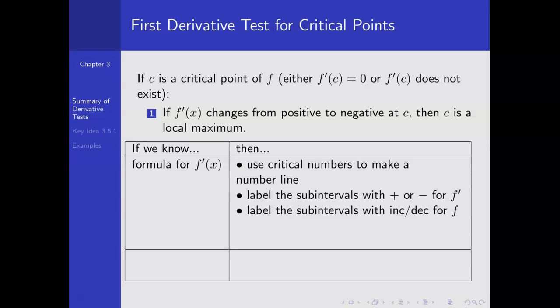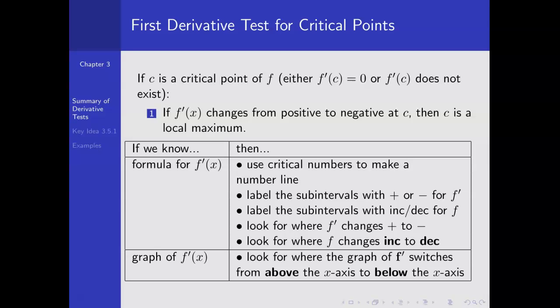So if we know the formula for f prime, we do the same things we did for the increasing-decreasing test. We use the critical numbers to make a number line. We label the subintervals with positive or negative for f prime. We label the subintervals with increasing or decreasing. And then we look for where f prime changes from positive to negative, or where f changes from increasing to decreasing. And that's where we will have a local max. If we have the graph of f prime, we're looking for where f prime switches from positive to negative, so that's from above the x-axis to below the x-axis.